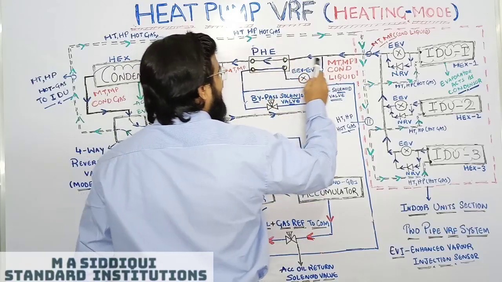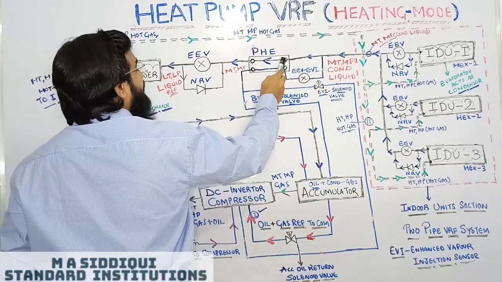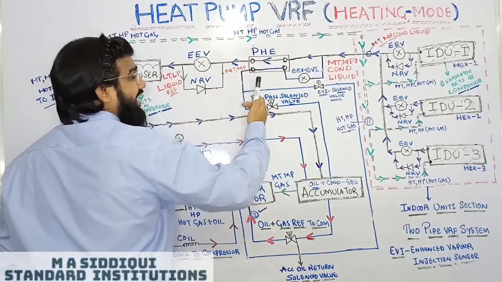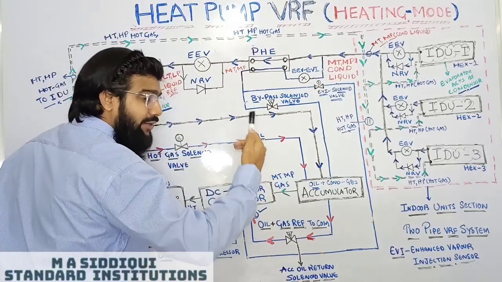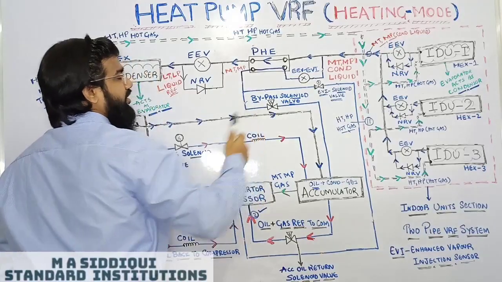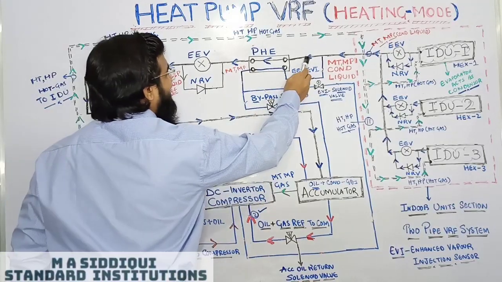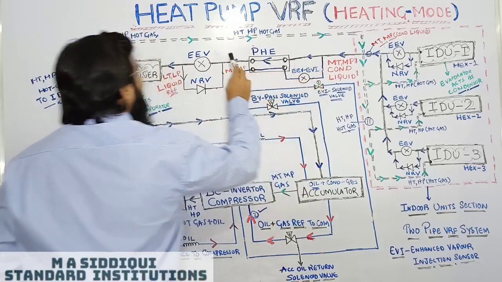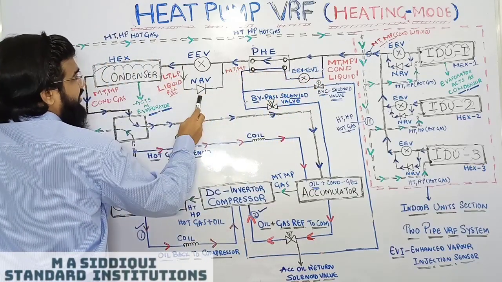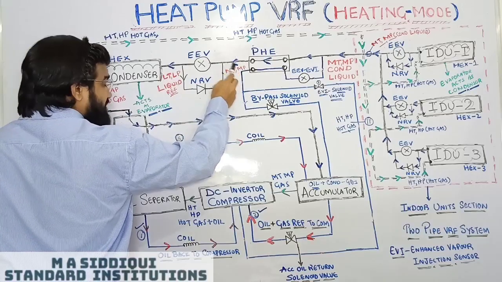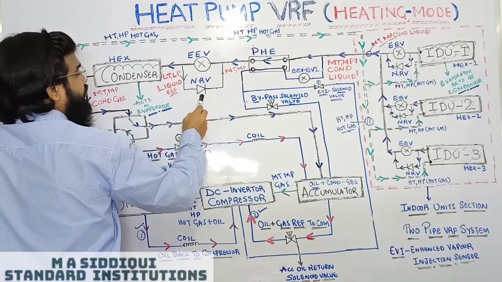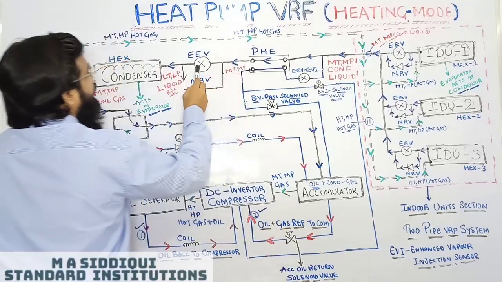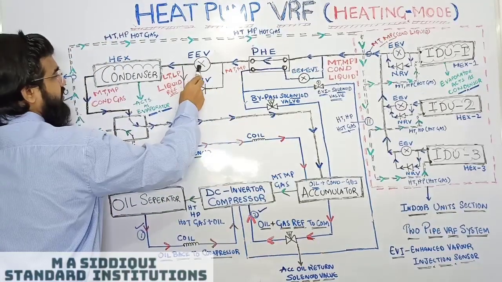It's not condensate gas. Again, this condensate liquid will keep on going through the PHE, but there will not be any heat exchange because there is no lower temperature body or higher temperature body, so there is no heat exchange. So directly from the PHE it will pass. What will pass? Condensate liquid. This condensate liquid will not enter into the NRV because the direction of flow of refrigerant is opposite to the direction of the NRV placement. So directly our condensate liquid will pass through the EEV, electronic expansion valve.